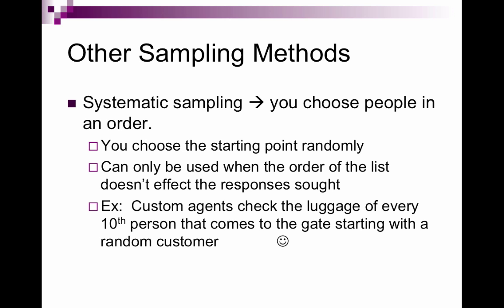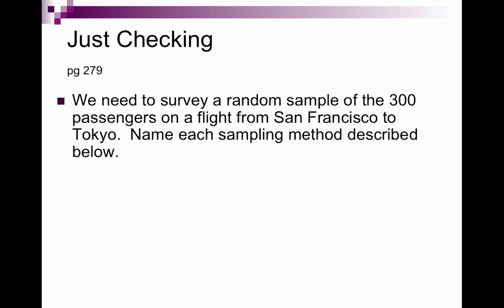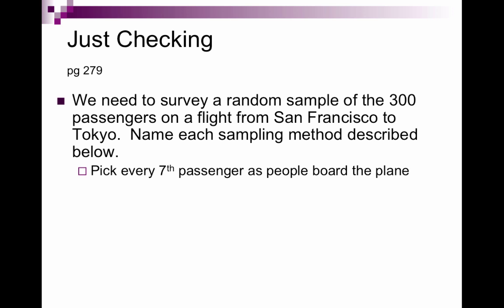For example, customs agents check the luggage of every 10th person that comes to the gate, starting with a random customer. So they randomly decided to start with the 7th person, so then they're going to check every 10th person after that. That's a systematic sampling. If they were to check the carry-on luggage of people as they were entering the plane, a systematic method might not work because the people who have a first-class ticket get on first. So that might not work because the order that the people are getting on the plane might have an effect.